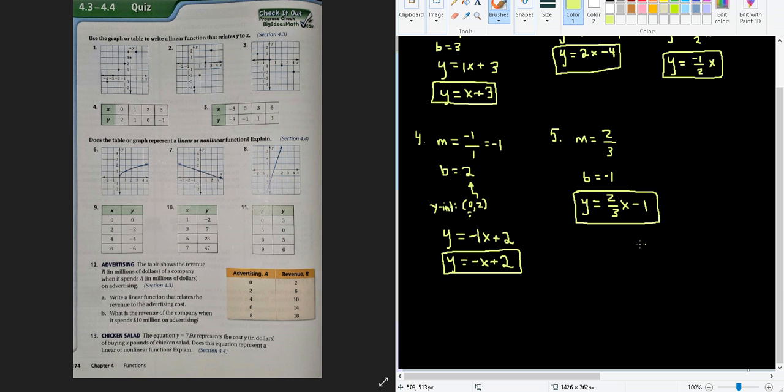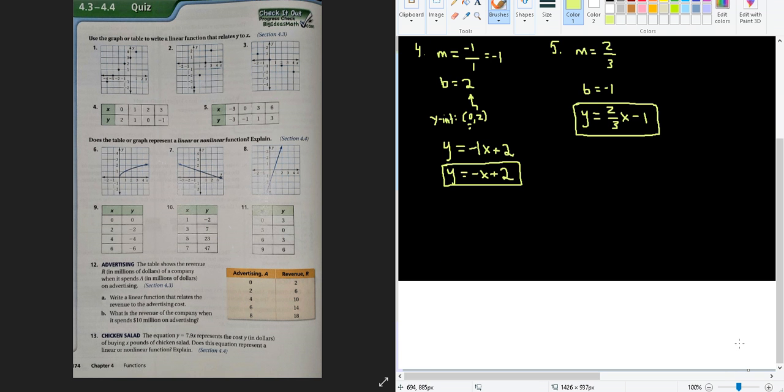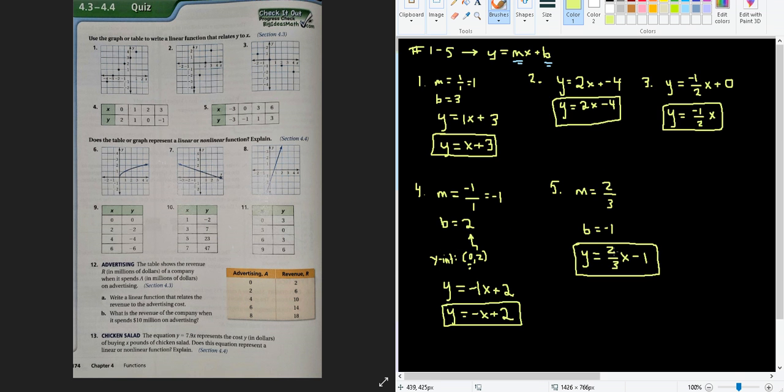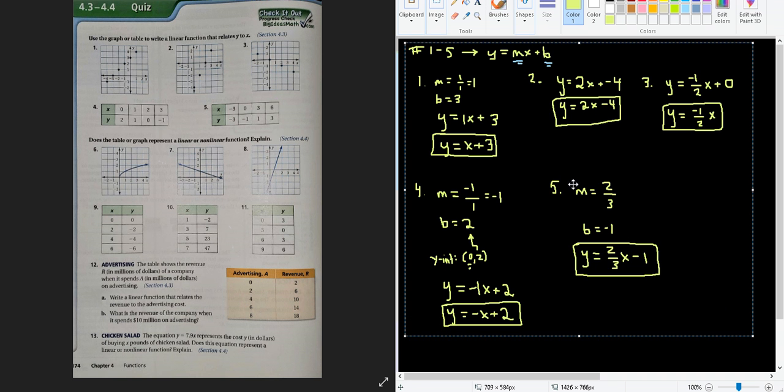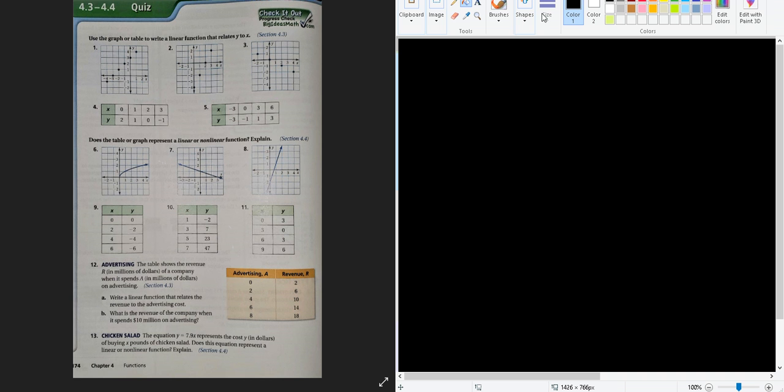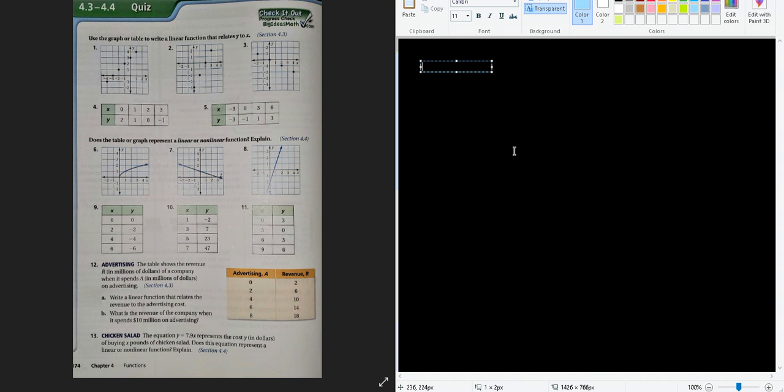Moving on, 6 through 11 here, it says, does the table or graph represent a linear or nonlinear function, and explain. So let me give myself a little bit more room on here. Actually, I can just clear these up. All right, so here we go. Looking at number 6, does this graph represent a linear or nonlinear function? Let me make this a little bit bigger.